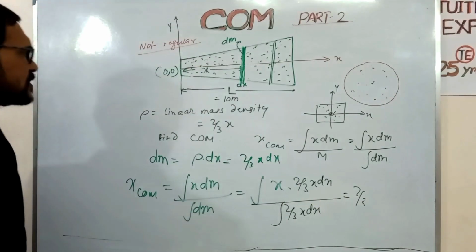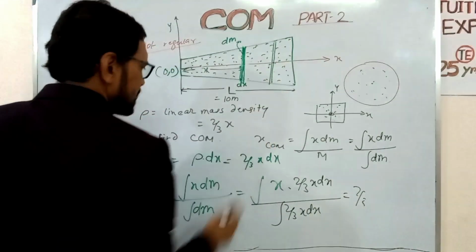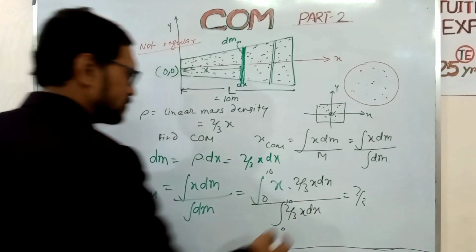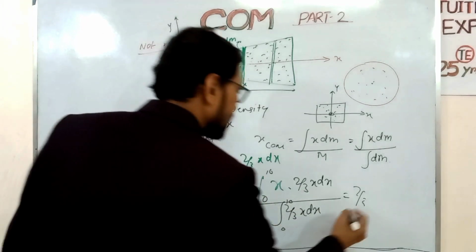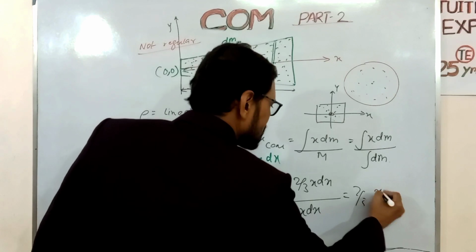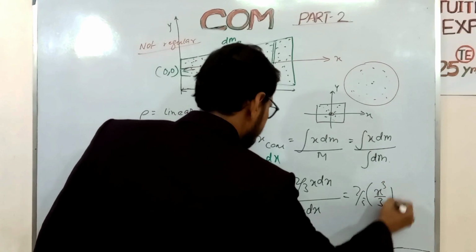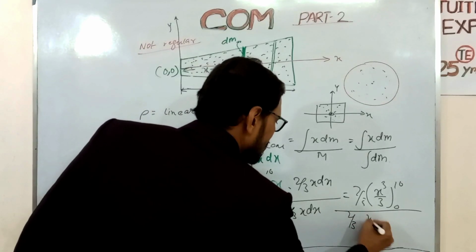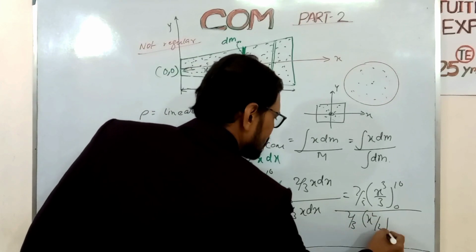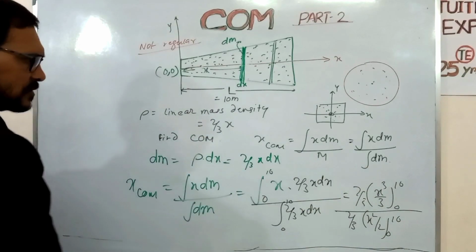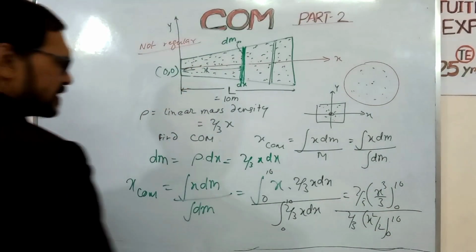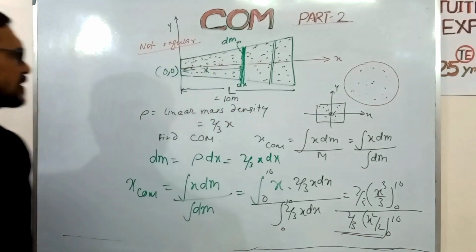Now here x varies from 0 to 10. Now we can integrate this 2/3 x square. Integration of x square means x cube by 3, and 2/3 x square by 2, from 0 to 10. Putting this in, we can find the value of x_cm.